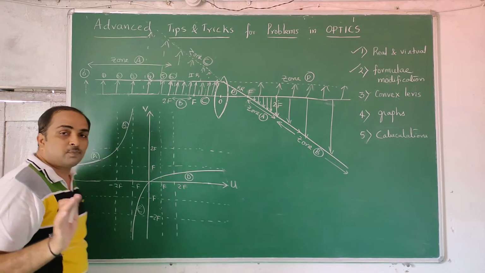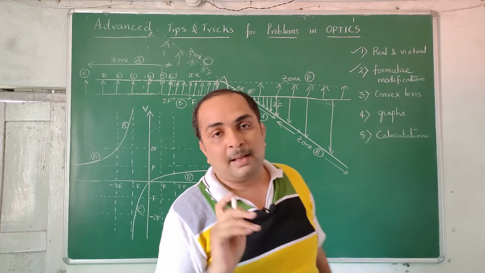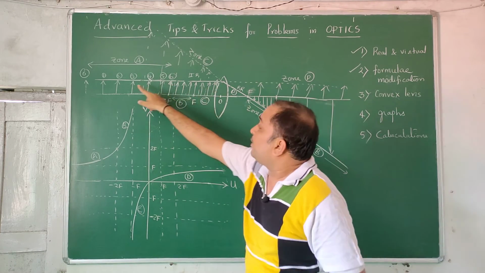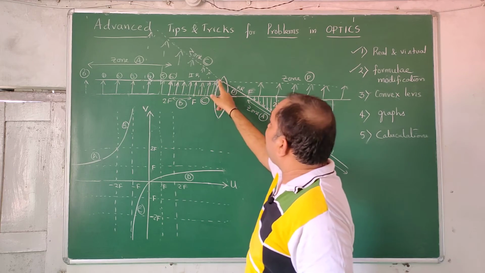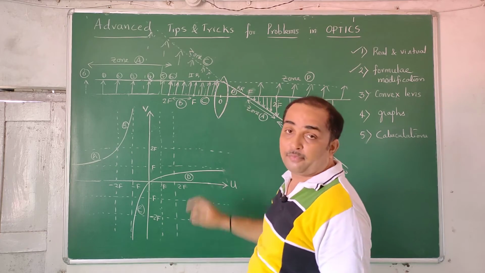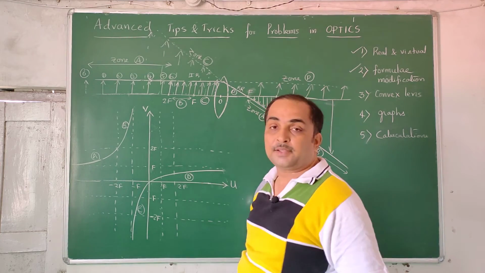So whatever you have learnt, all that is summarized into a single graph, and more than that is also summarized, because you talk only about objects kept left of the lens and images which are going to come right of the lens, that too from here. This zone has been skipped. So all are connected in this.